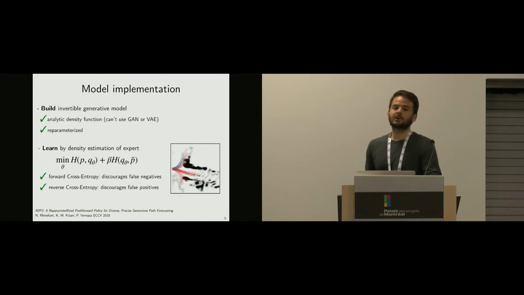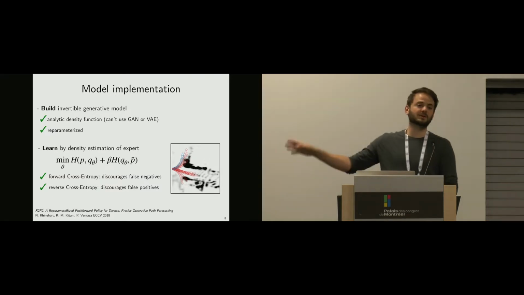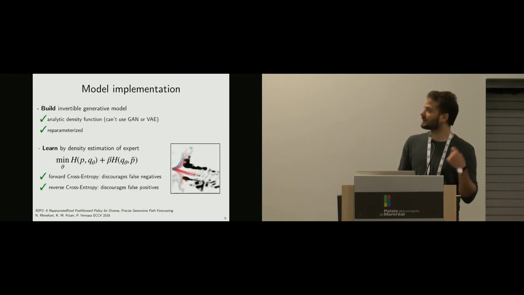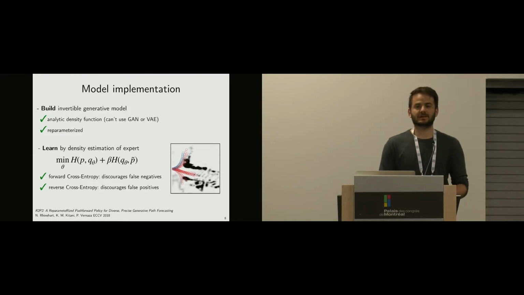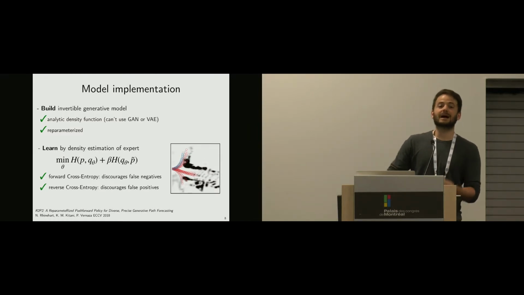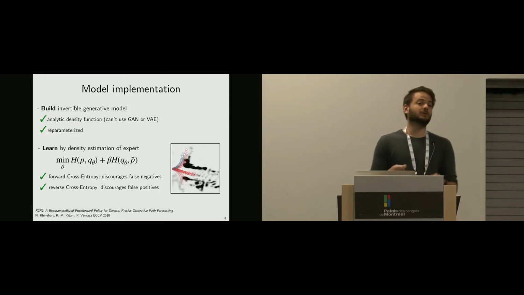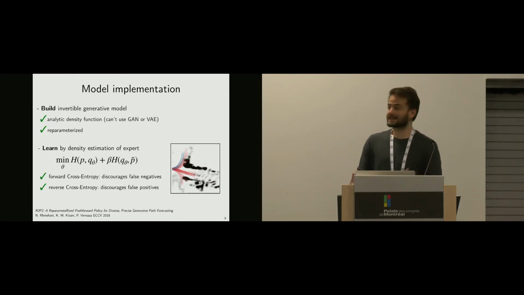Okay, so I'm going to kind of gloss over how we're learning this model, but you can find more details in a paper earlier this year called R2P2 at ECCV 2018. I'll talk to you about a few of the key highlights from it. We're learning an analytic density function. So this is really important for the planning because it allows you to evaluate the expertness of a trajectory. So if you try to use a GAN or a VAE here, it's not really applicable. We need an analytic density function.